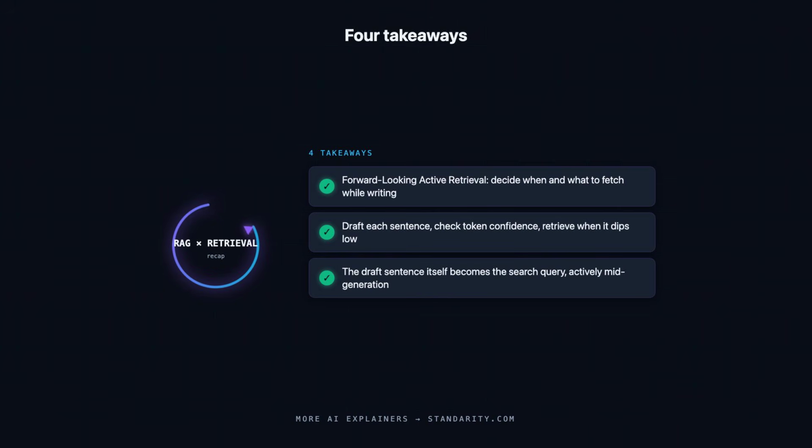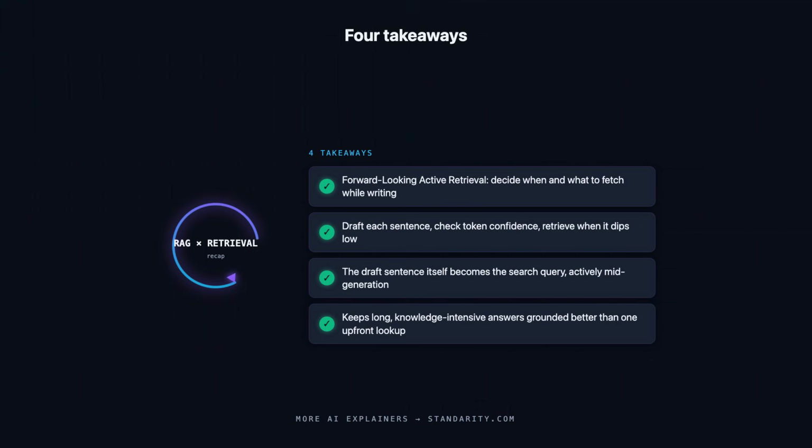Instead of retrieving once from the original question, Flair uses the draft sentence itself as the search query, actively throughout generation. This keeps long, knowledge-intensive answers grounded far better than a single upfront lookup.